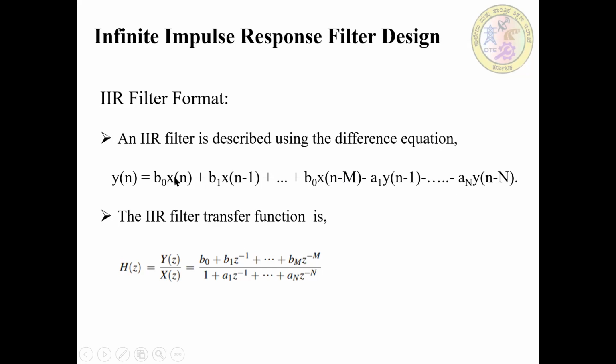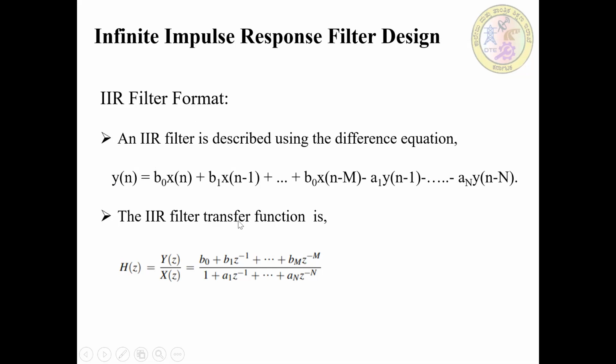You can observe here b0, b1, up to bm, all these are the coefficients associated with the input samples. This is the current input. If we consider x of n as the current input, obviously x of n minus 1 will be the delayed input, that is the past input. And also see, the present output of this IIR filter depends on the past outputs. This y of n minus 1, y of n minus 2 to y of n minus n represents the past outputs. So this represents the difference equation which describes an IIR filter.